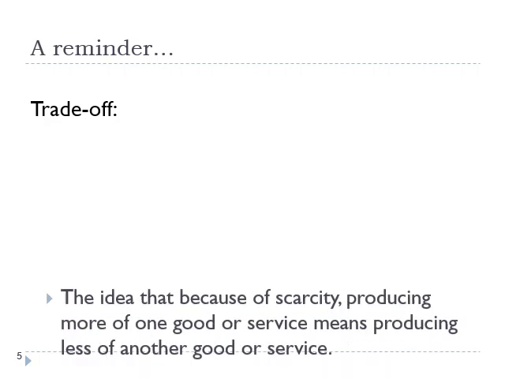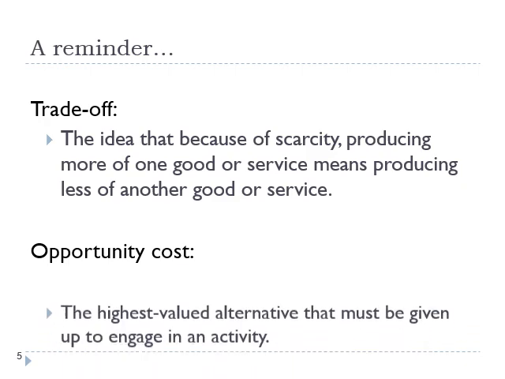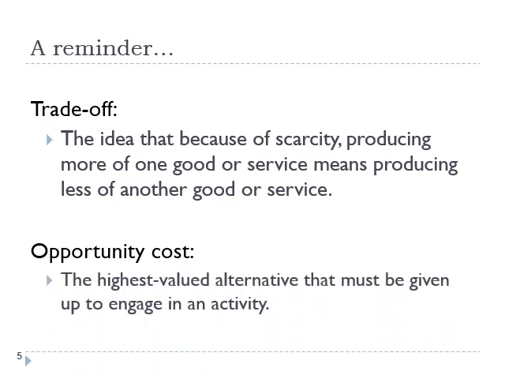So just some final reminders. The trade-off, the idea that because of scarcity, if you produce more of one thing, you're going to have to produce less of something else, right? And then finally, opportunity cost is the highest value alternative that must be given up to engage in an activity. The reason it's not all of the alternatives is because often you couldn't do all those alternatives at the same time, right? So suppose you spend some money on something, so you buy a new phone, right?